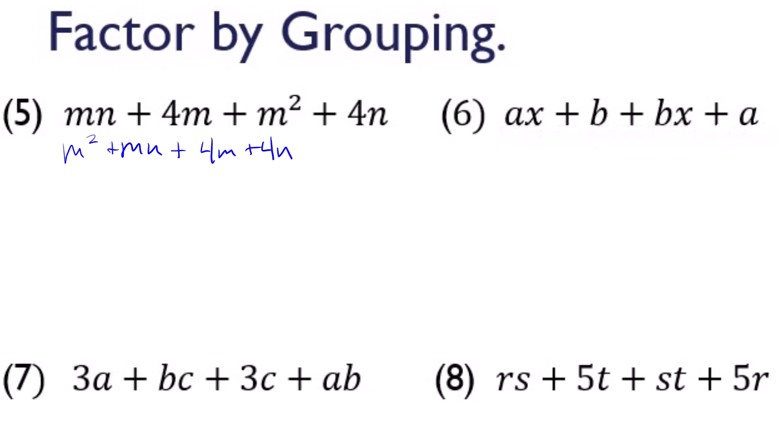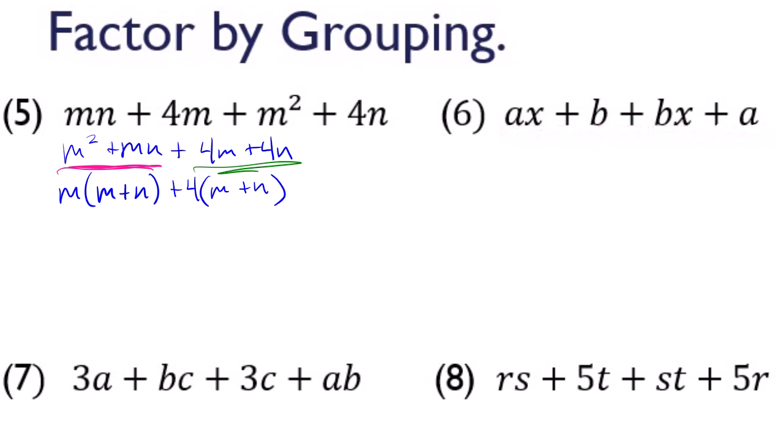All right. So now that I've regrouped, now I can see, okay, well here I have a common factor of m, right, between the first two terms. So then I have m plus n. If I divide this and this by m, I get m plus n. So then with the second two terms, I have a common factor of 4. So I'm going to put plus 4 here, and then I'm going to divide this by 4, and I would just get m, and divide this by 4, and I would just get n.